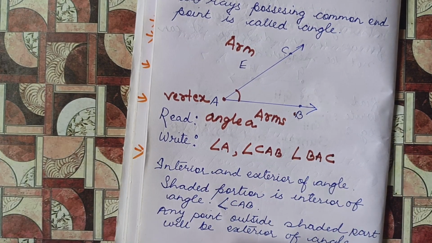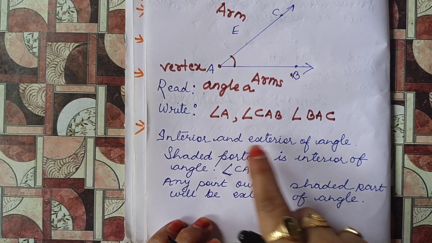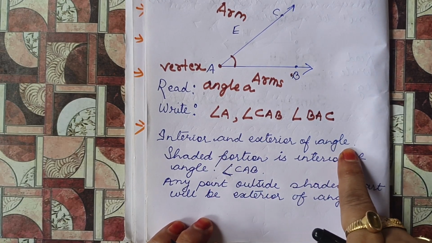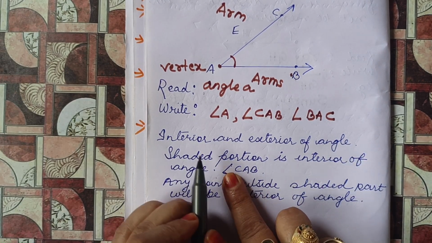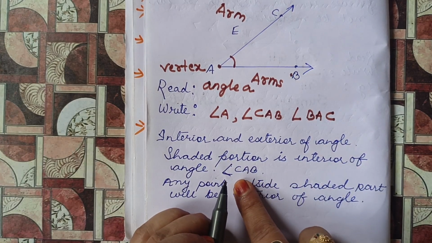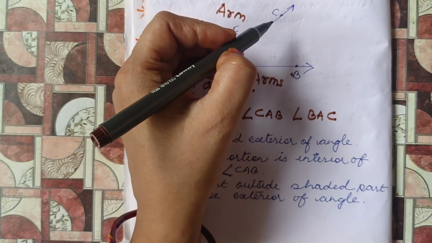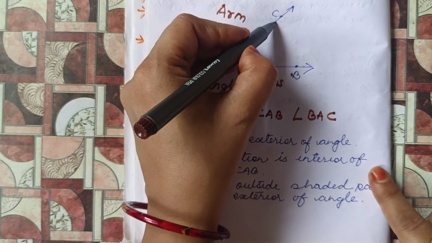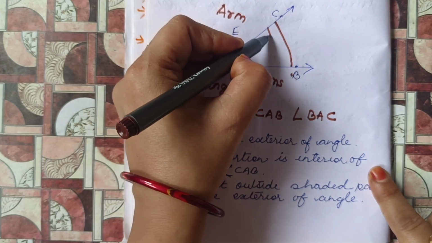Now we'll understand what is interior and exterior of angle. Now shaded portion is interior of angle. Suppose we shade this portion.